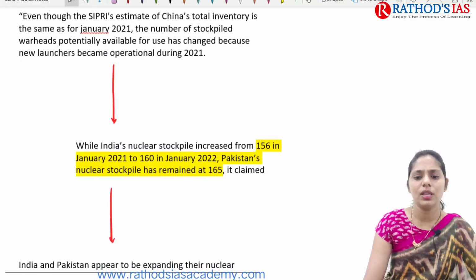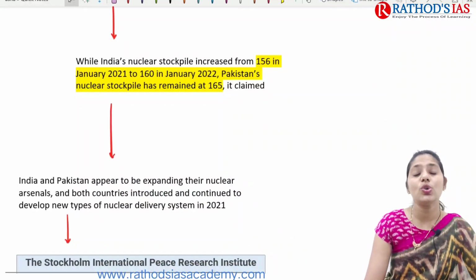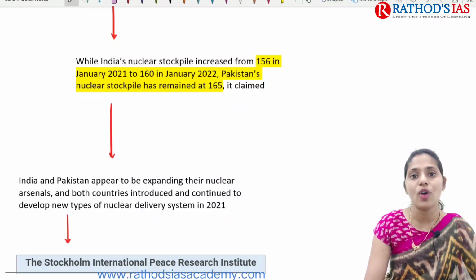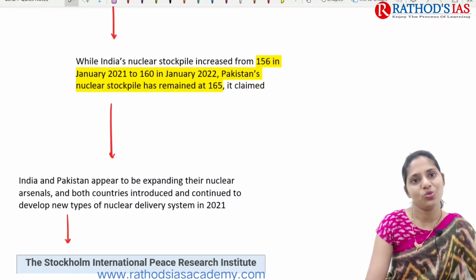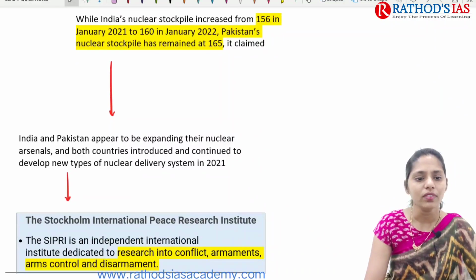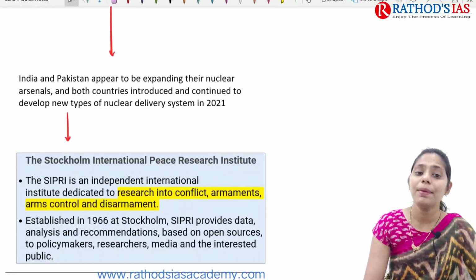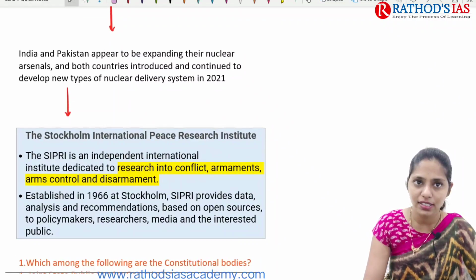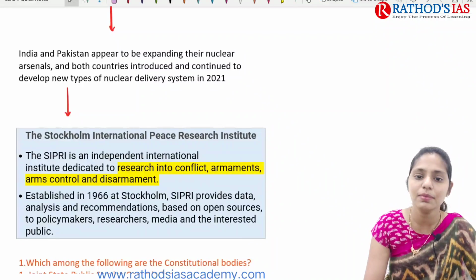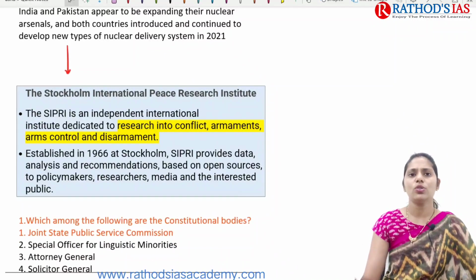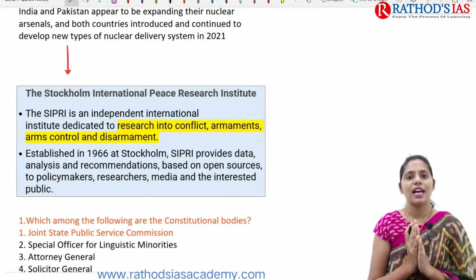Okay, so this is about the SIPRI report. And India's nuclear stockpile had been increased from 156 in January 2021 to 160, that is just 4. Okay, so India and Pakistan appear to be expanding their nuclear arsenals, and both countries introduced and continue to develop new types of nuclear delivery systems in 2021. Okay, so these are some important details that are given in this article.